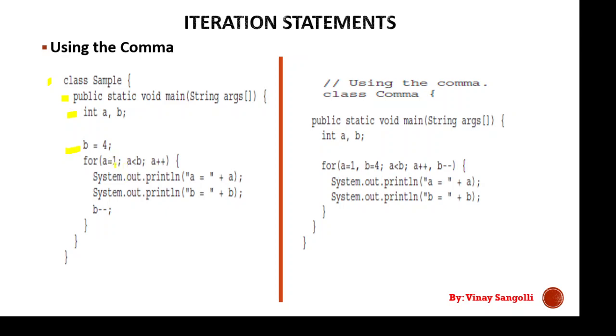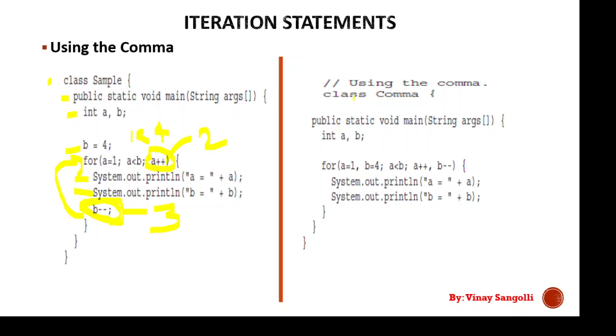So what is the value of a here? 1. So is 1 less than 4? This is the condition which it will be checking. If it is satisfied, it will print the value of a and b, and it will decrement the value of b, which was 4, now it will become 3, and it will come to this step, and a was 1, it will become 2. So see here friends, we have two iteration variables. One is a plus plus, and another one is b minus minus. So we have two iteration variables. Okay. So this printing goes on.